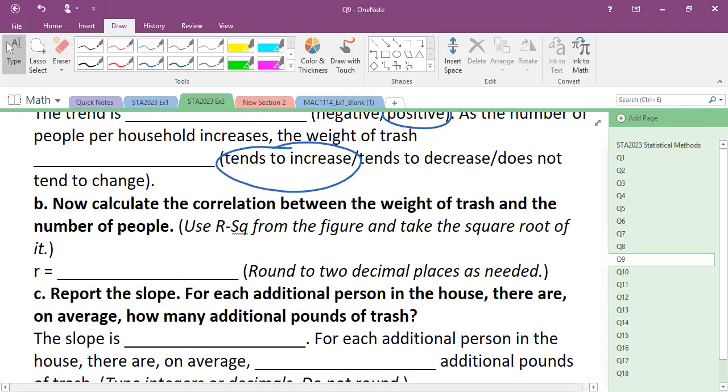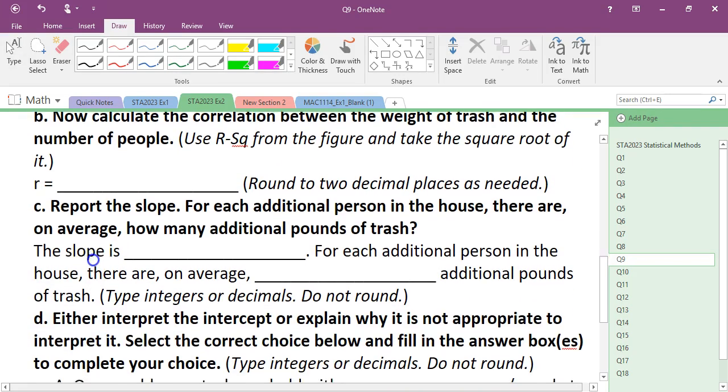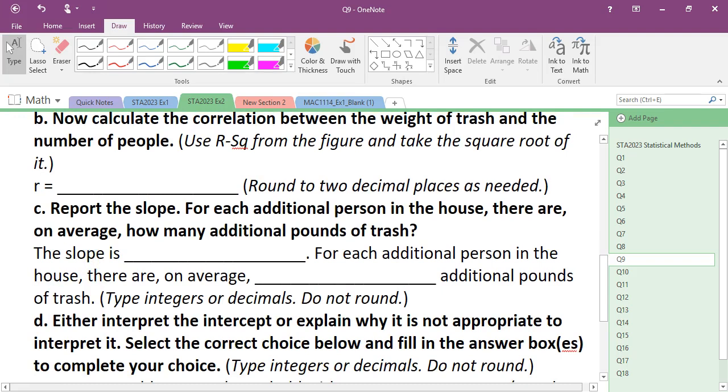It says now calculate the correlation between the weight of trash and the number of people, and it gives you a nice hint right here. Use R squared from the figure and take the square root of it. Round to 2 decimal places. So we circled that number up here. We need to take the square root of it, but before you do that, what should you do to that value? Divide it by 100, because we got to turn it back into a decimal. So what we need to take the square root of is this value of 0.605. That's what you need to take the square root of. So what is the square root of 0.605 rounded to 2 decimal places?